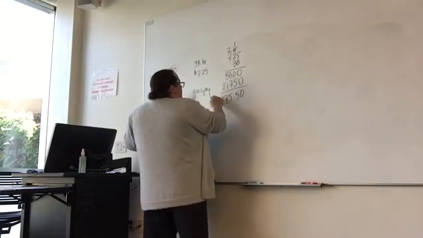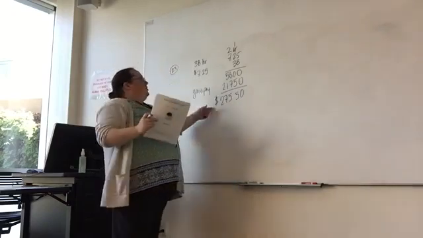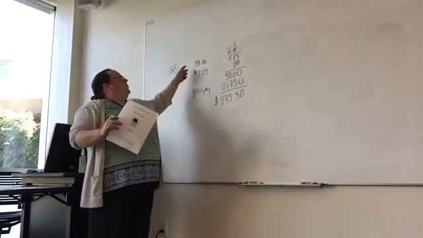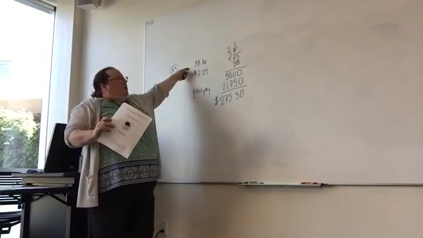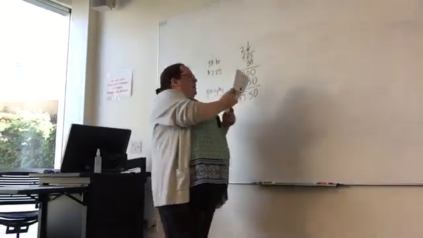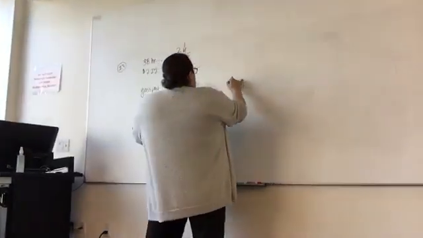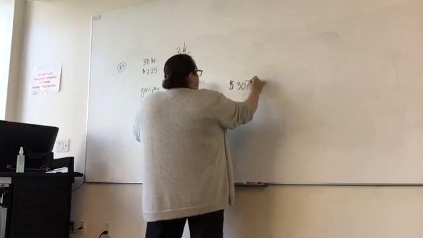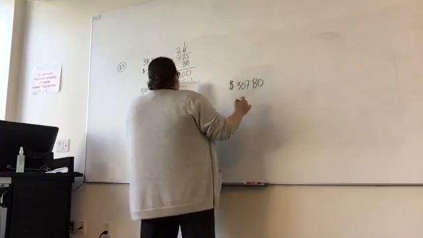So Peter makes $275.50 for every 38 hours he works at the rate of pay. But they tell me in the problem that his employer increases his salary to $307.80. So what's the increase?